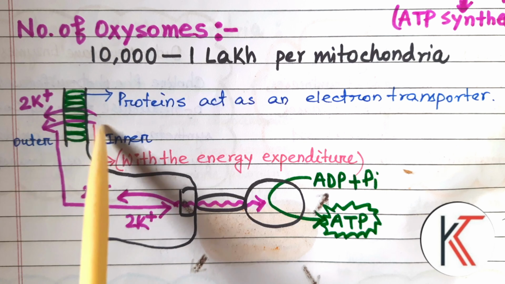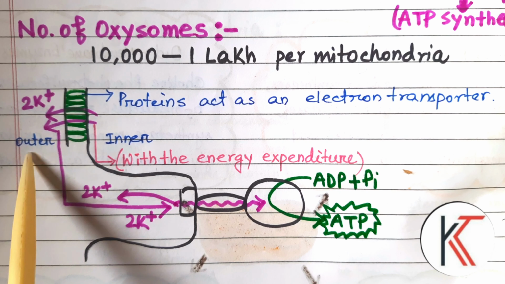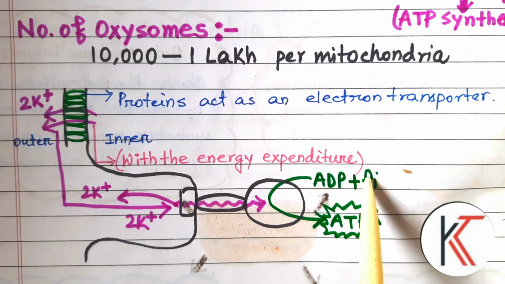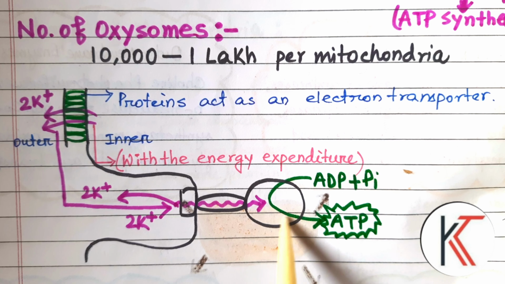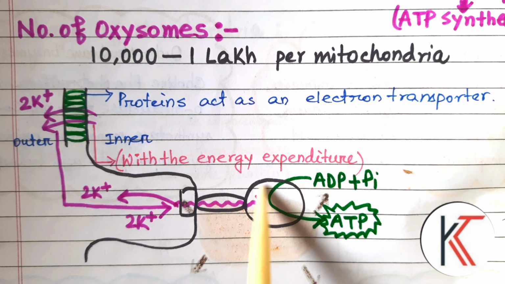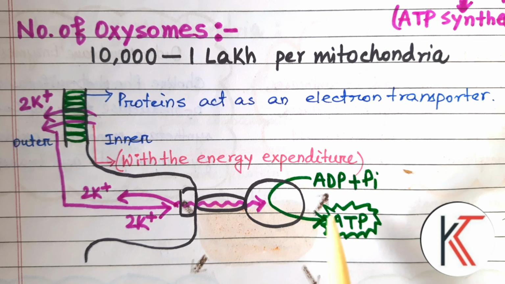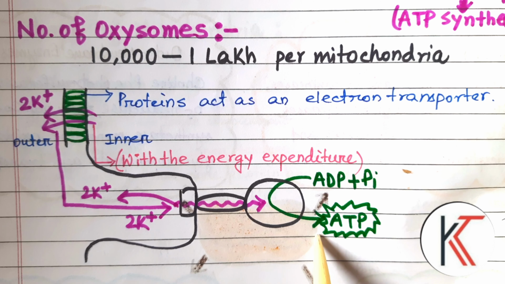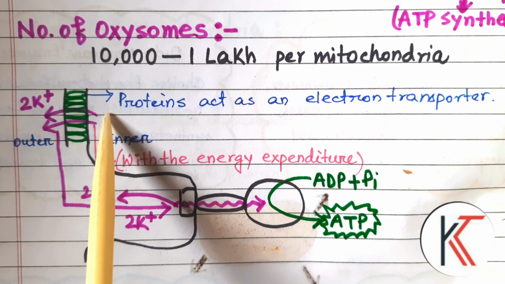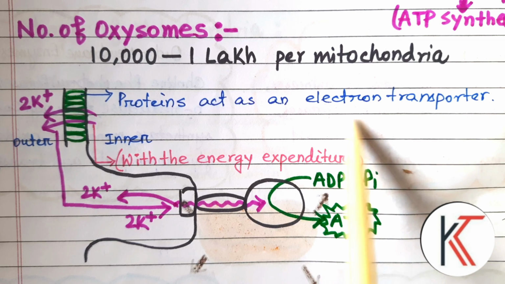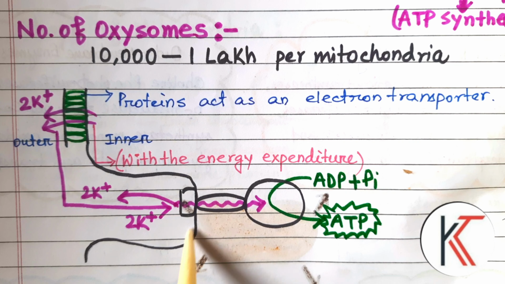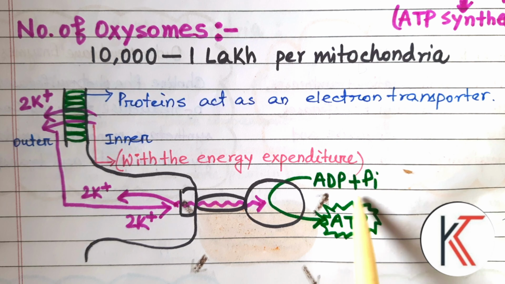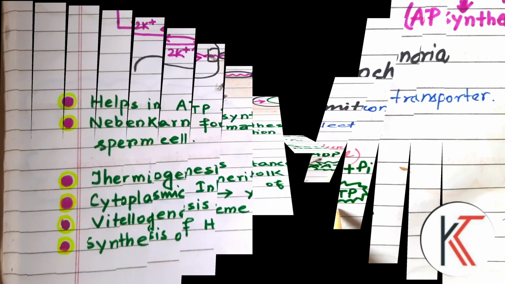Here the electron transport is going on between the outer and the inner membrane, and with energy expenditure, ADP and phosphate bind together with the head portion, the F1 particle. Inside this, ATP formation goes on with the help of ATP synthetase. Here this protein acts as an electron transporter. With the help of this pathway, ADP and phosphate bind and ATP is formed.